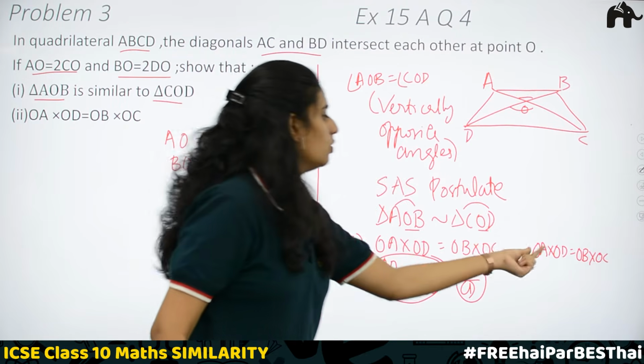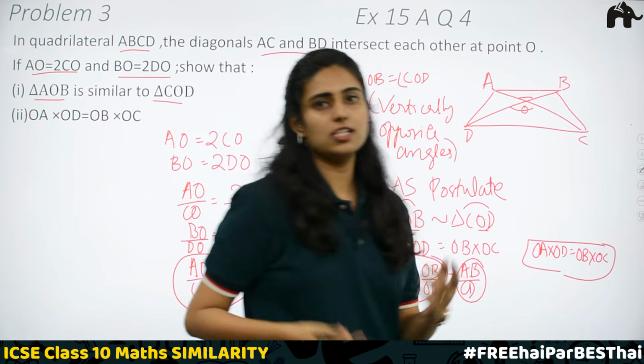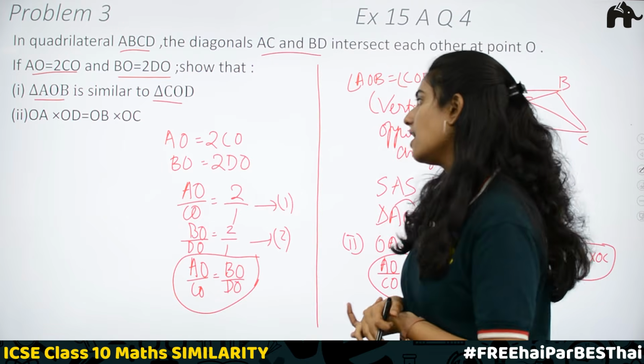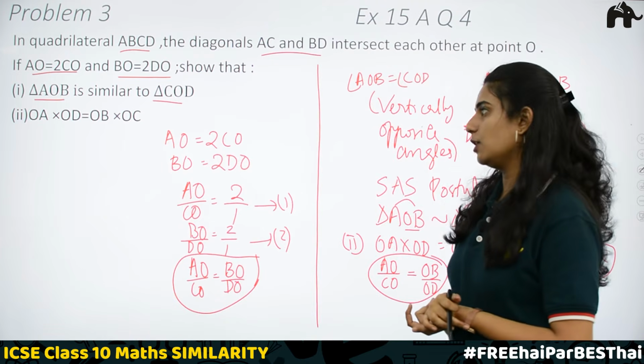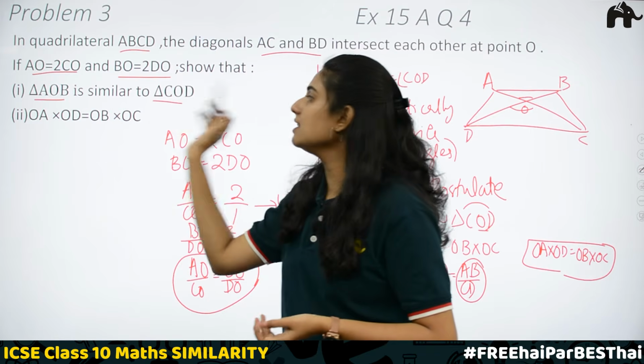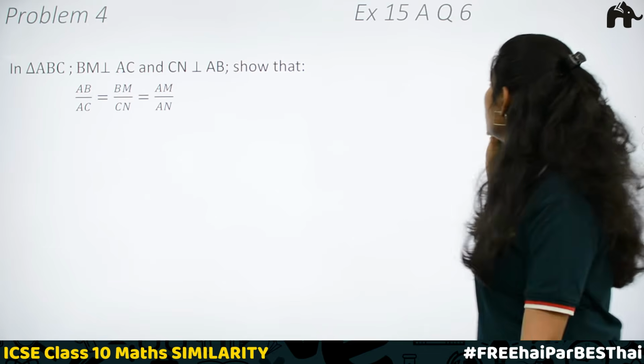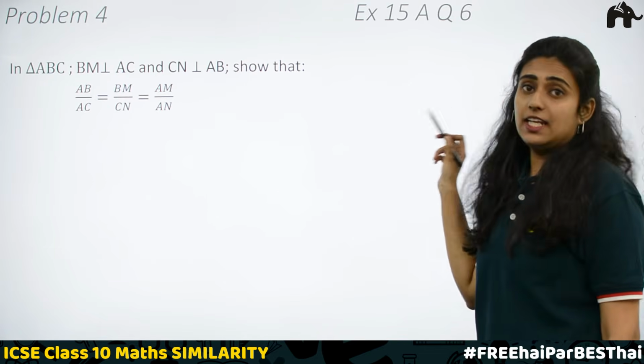AO and OA are same. So this is also proved. Just the idea: the ratio of the corresponding sides of similar triangles are equal. In the first part we have proved that these two triangles are similar. Here we have the next problem, problem 4, question 6 of exercise 15A.